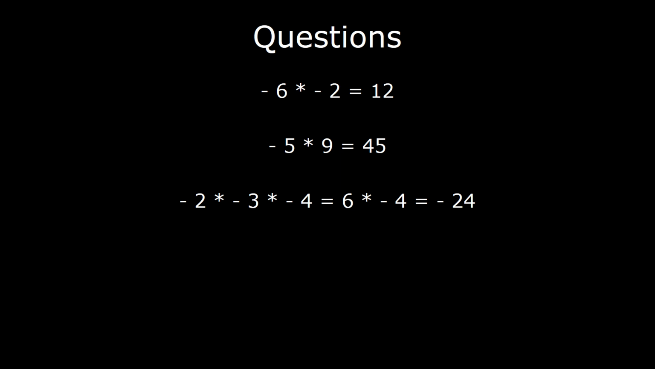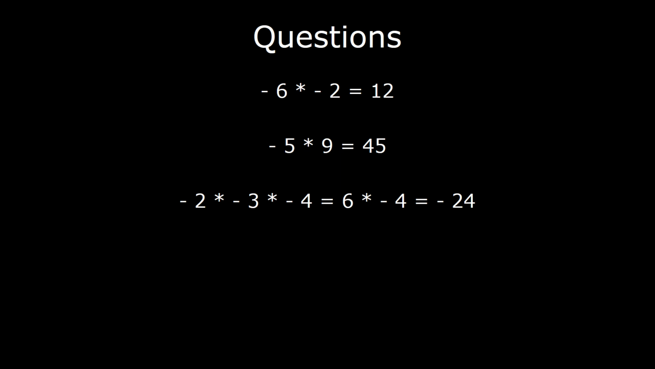Question 2. Minus 5 into 9. There's only one negative sign in the question, so it will stay, it will not go away. And 5 into 9 equals 45, of course. So minus 5 into 9 equals minus 45. Question 3. But let me give you a slightly more interesting kind of problem.